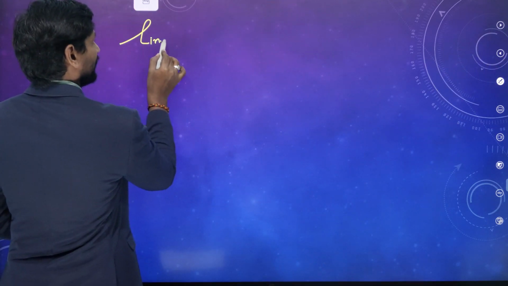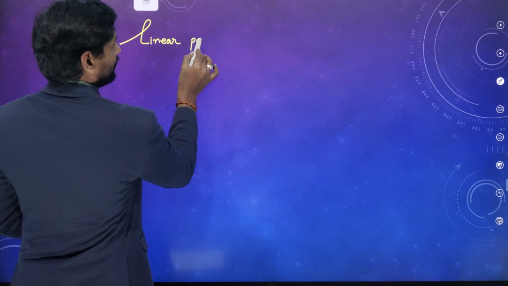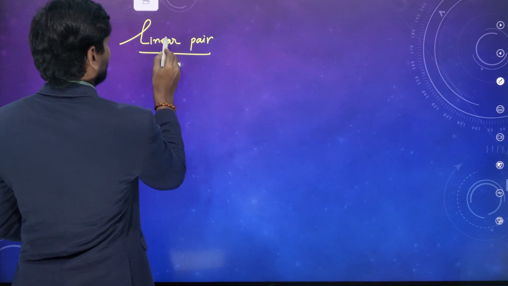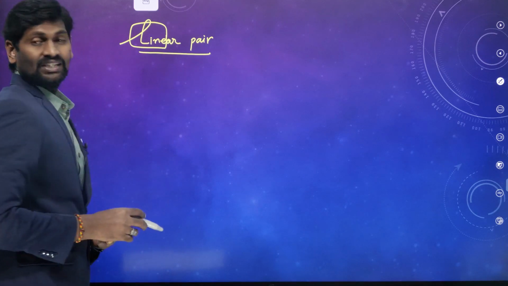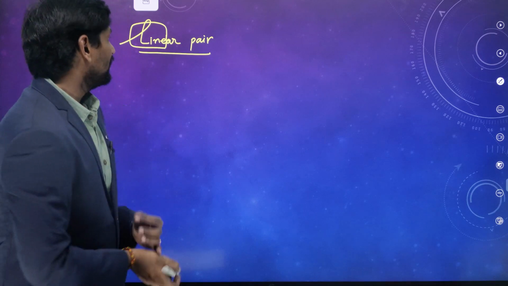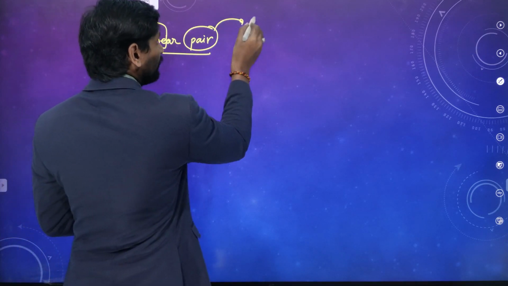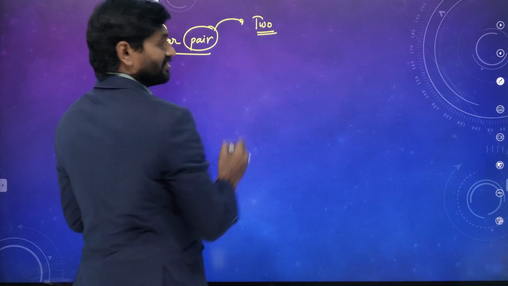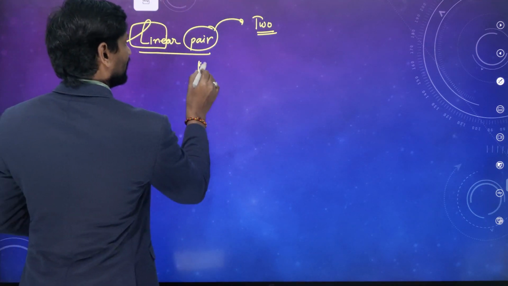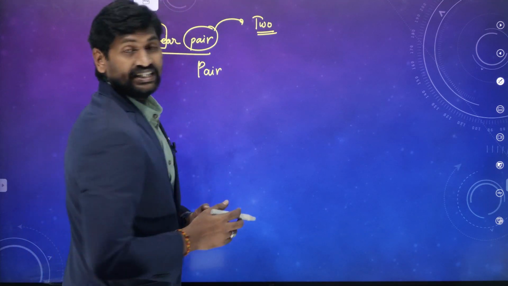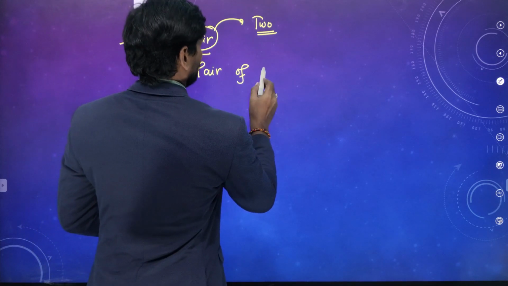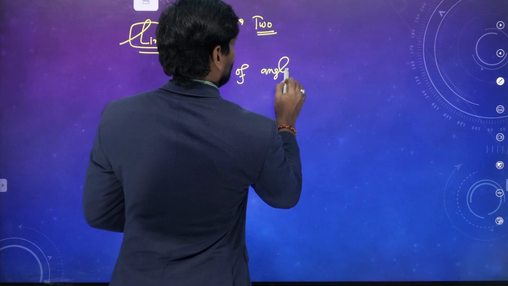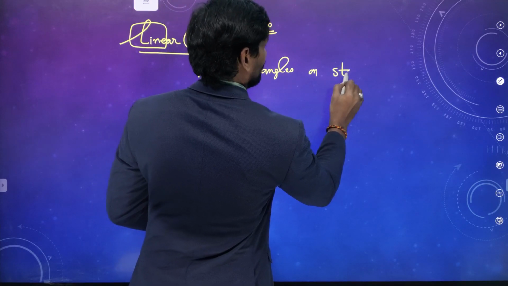What is the linear pair? While you are observing the linear pair clearly, the first four letters represent a line. Pair means how much? Pair means 2. That means pair of angles on a straight line are called linear pair. Pair of angles on a straight line.